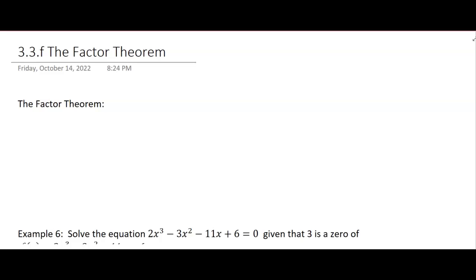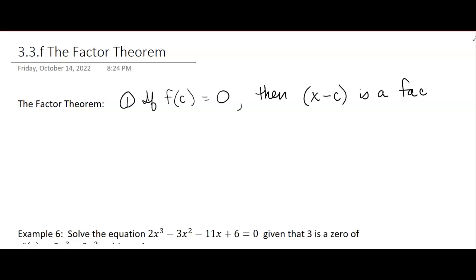Okay, so now we have the factor theorem, and the factor theorem says two really important things. First of all, if you do an evaluation, you take f of c, and it equals 0, that means the remainder was 0, right? So that means that it divides evenly. It means that (x minus c) is a factor of the polynomial.